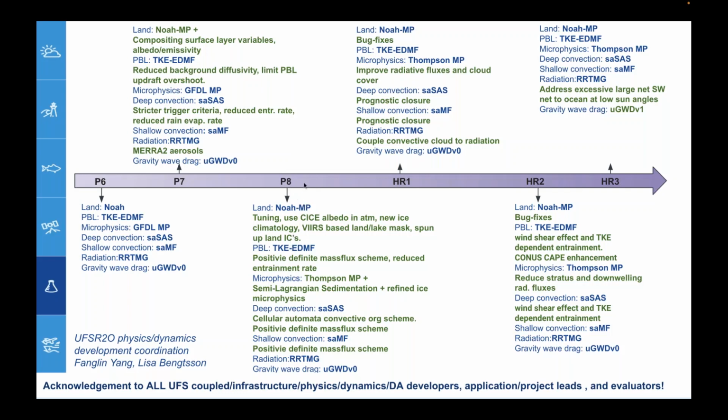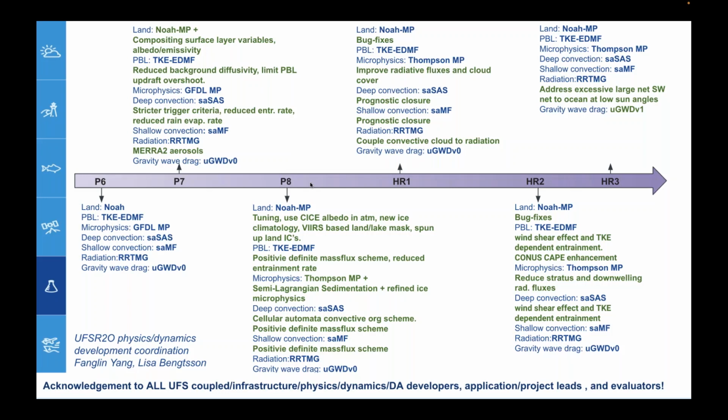After prototype 8, the prototype development sort of diverged to one for GFS version 17 and another for GEFS version 13. So for GFS version 17, the prototypes are called high resolution prototypes, and we're currently on the third. For the GEFS version 13, they're called ensemble prototypes, but they share a lot of the same physics, all the same physics actually.